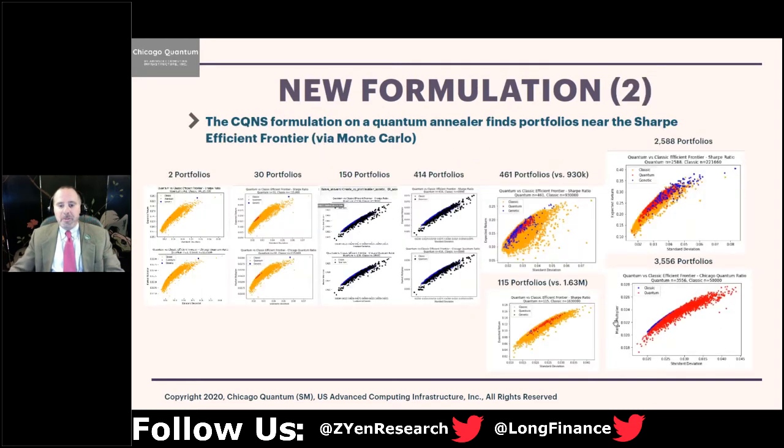So to show you this formulation works, the way you read these charts, these are your traditional hyperbolic curve Sharpe ratios. The yellow dots come from Monte Carlo. And so I'll just point to one over to the bottom, second to the right: 1.63 million Monte Carlo hits versus 115 out of the quantum computer. The red dots are right along the hyperbolic curve.